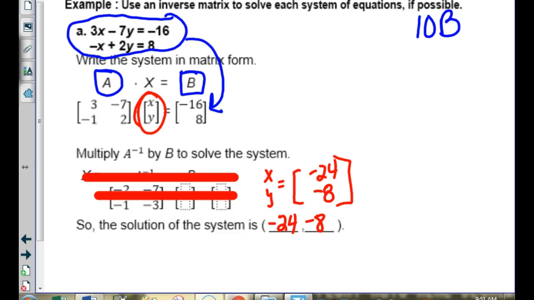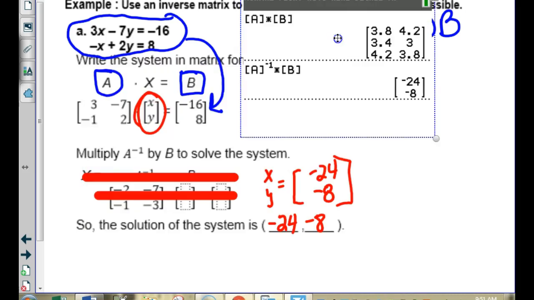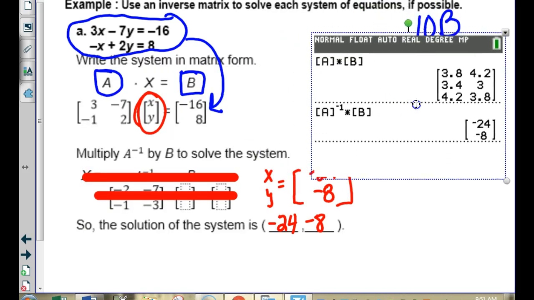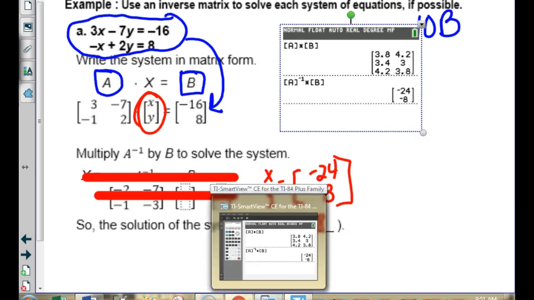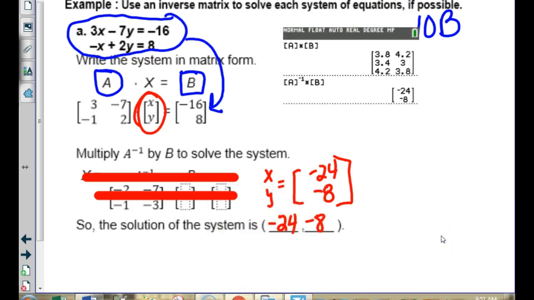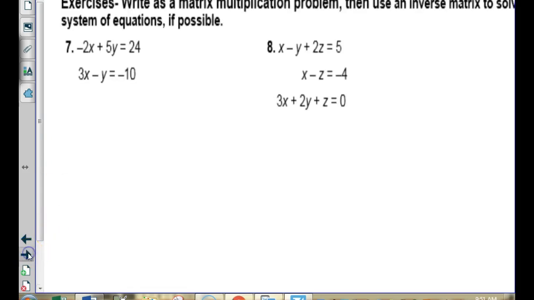Let me put a couple things on this slide. They want us to do this one. So, you know what? To save time, I'm going to skip this one. Let's go to these that aren't set up for us. How would you set up number 7?